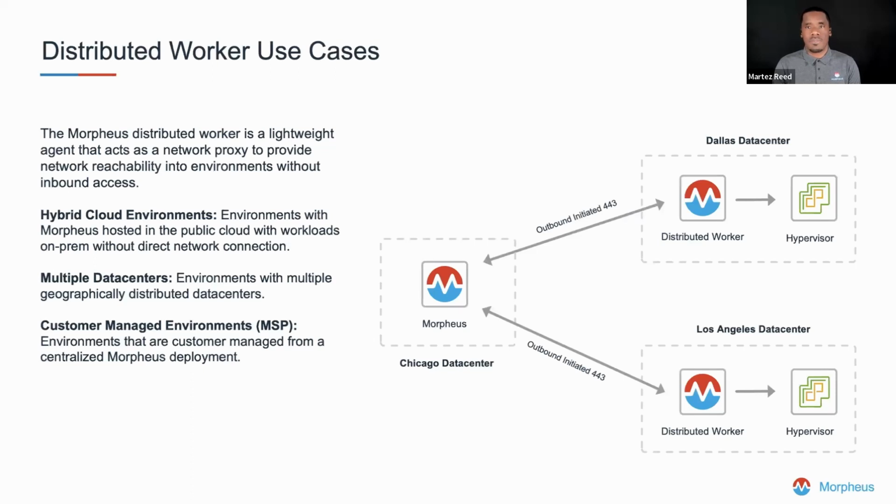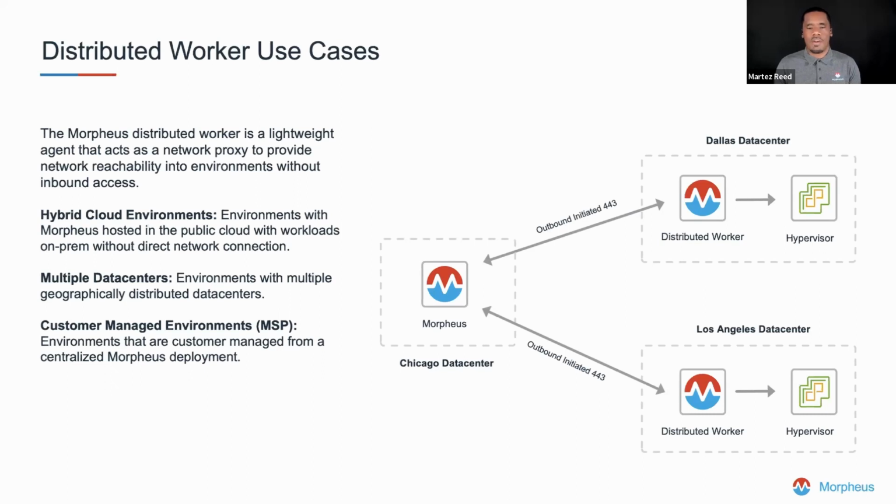Another is multiple data centers, where there may be a desire to leverage the distributed worker to help facilitate that communication in a distributed fashion. And then, similar to the hybrid cloud scenarios, from a customer perspective, there are managed service providers who have various customers' environments that they want to integrate or tie into without needing to open up a VPN connection to that customer environment.